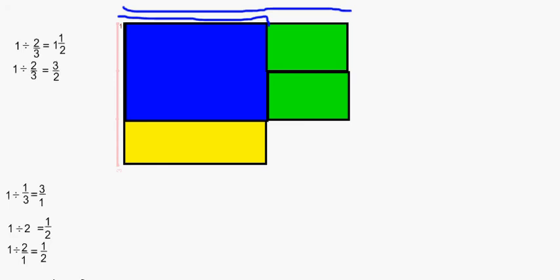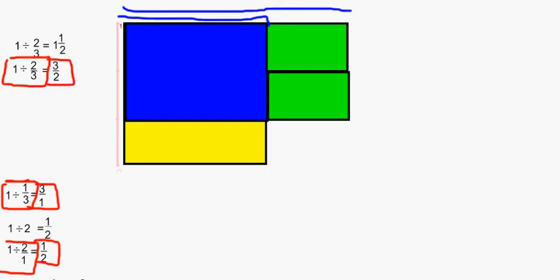And now is a good time that we might have enough examples to show, or you could do more, to see if the students notice the pattern. If they don't see the pattern, do a few more, and then maybe point out something to them. 1 divided by 2 over 1, and the answer is 1 over 2. 1 divided by 1 over 3, and the answer is 3 over 1. 1 divided by 2 over 3, and the answer is 3 over 2.